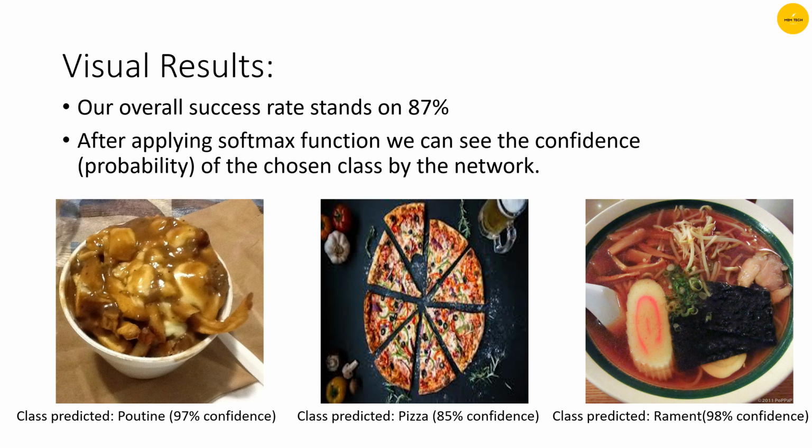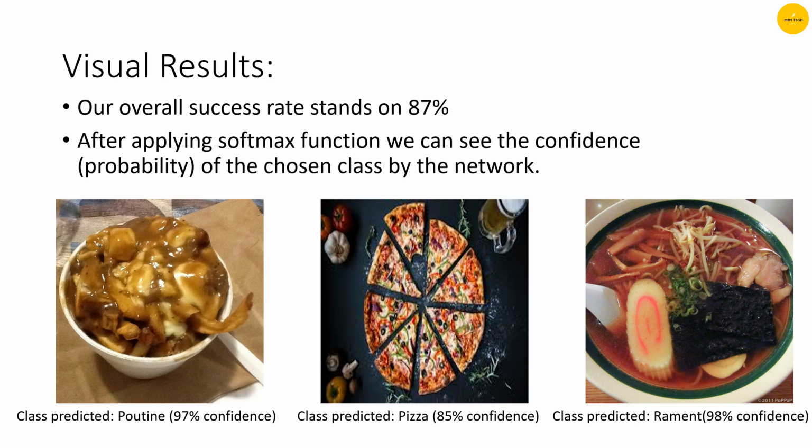Now let's move on to some of our visual results, which highlight the performance of our trained model. We are pleased to report that our overall success rate for food image classification stands at 87%. This indicates that our model can correctly identify the food item in nearly 9 out of 10 images from the test set, which is a strong result for a dataset with 101 diverse classes.